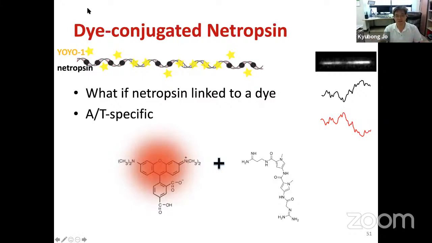but instead of using netropsin, what if netropsin were linked to a dye? Unfortunately, I'm not an organic chemist. I know what this chemical is, but I don't know how to synthesize it. That was a problem. And this is netropsin. Is it really possible to connect this netropsin with any dye molecules? If it's possible, we can show the AT-specific pattern like this, right? The inverse of the Swedish group's result.